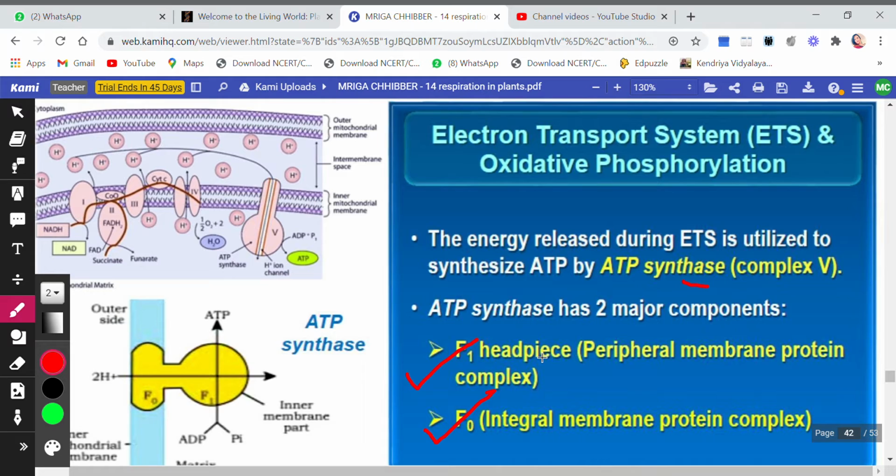Children, I had to pause the video earlier due to some technical issues, so I'll be continuing the topic here, the electron transport system and oxidative phosphorylation. Here we had completed our portion.